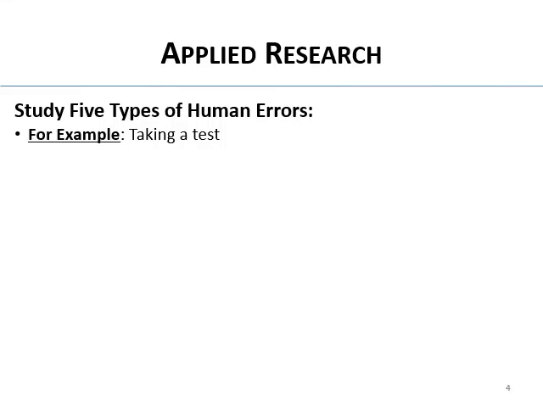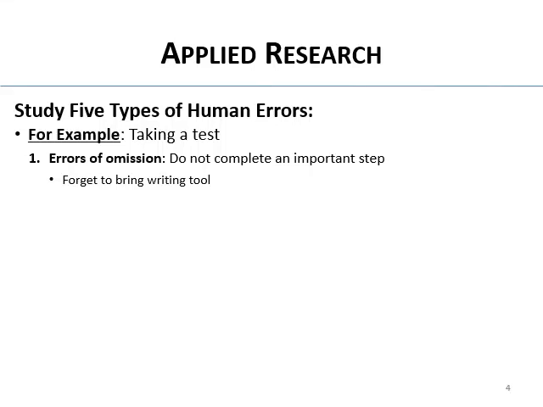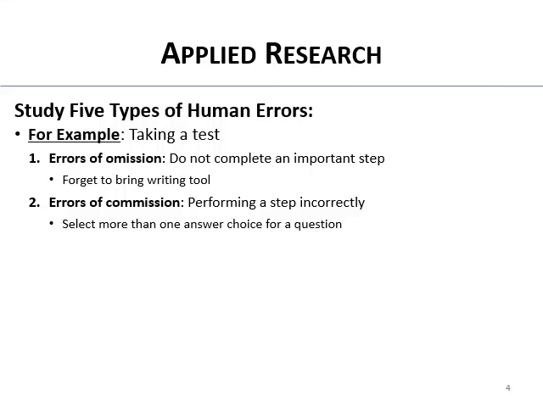We're going to use test taking as an example. They look at errors of omission. This is when you're looking at steps for a process and they do not complete an important step. So this would be forgetting to bring a writing tool, for example, if you're taking a pen and paper test. Errors of commission are another type of error where you perform a step but you do it incorrectly. For example, selecting more than one answer choice for a question is usually an error of commission. You've done a step but you did it incorrectly.